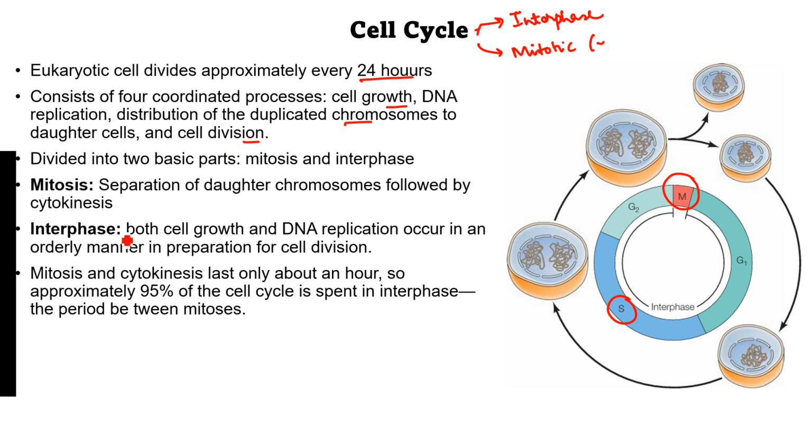Then interphase. In the interphase, both cell growth and DNA replication occur in an orderly manner in preparation for cell division. Okay. So mitosis and cytokinesis last for only about an hour. If you look at this 24-hour period for cell division, only 1 hour is required for cell division, while the remaining 23 hours is required by the cell for preparing for the cell division. It is spent in the interphase. That is the period between mitosis. So interphase is the period between two successive mitoses.